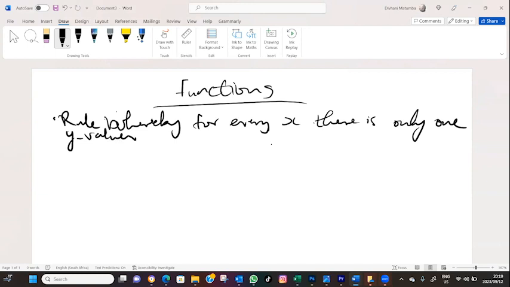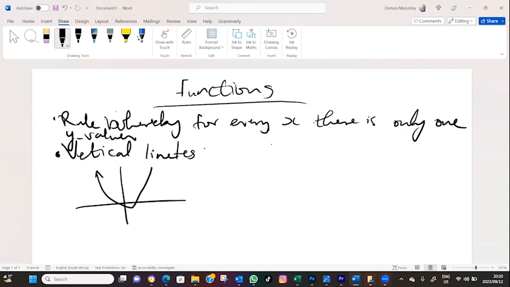Right. Now, how do we test functions? We use a vertical line test. For instance, if you have a function like that one, you have a parabolic graph, sorry, not a function, because we don't know yet. We still have to test.